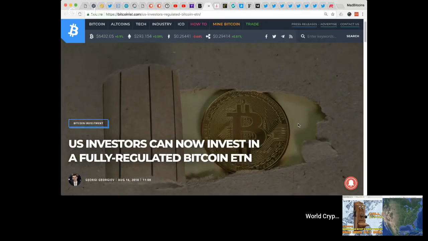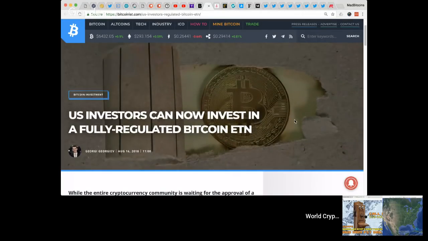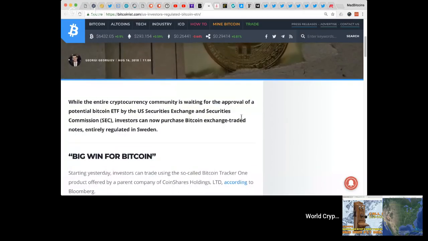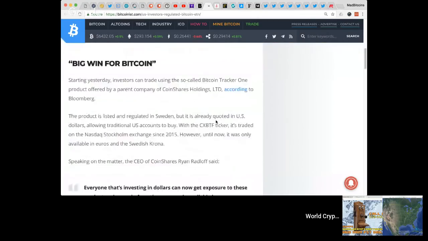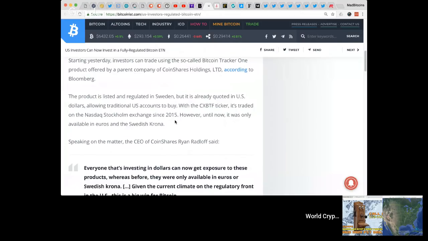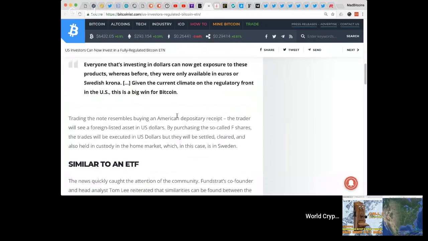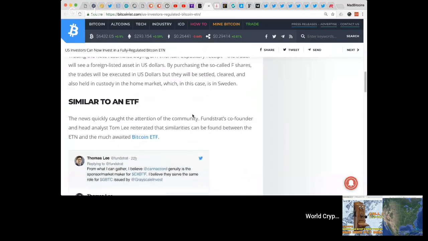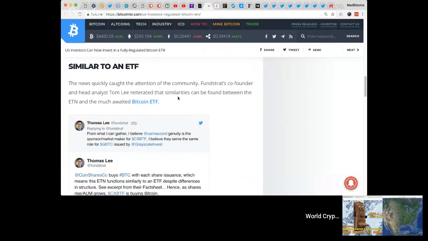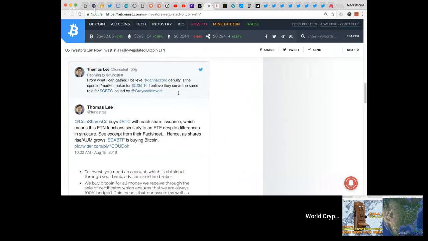US investors can now invest in a fully regulated Bitcoin ETN. What's an ETN? It's not an ETF. The product is listed and regulated in Sweden, but it is already quoted in US dollars, allowing traditional US accounts to buy. So it looks like Sweden has beaten the US to an ETN. Let's see, similar to an ETF. Let's see, tell us the difference.